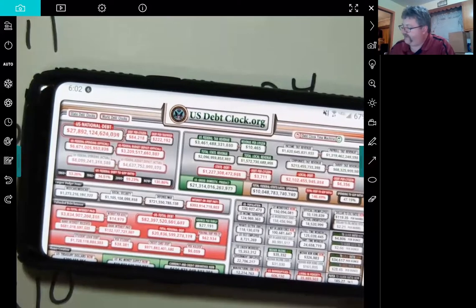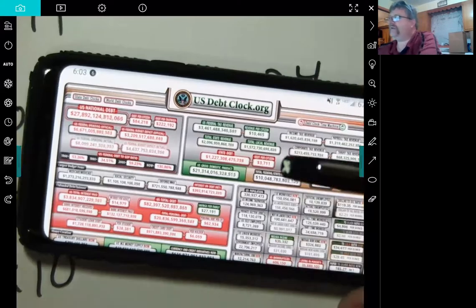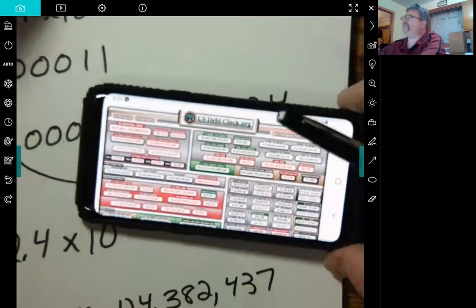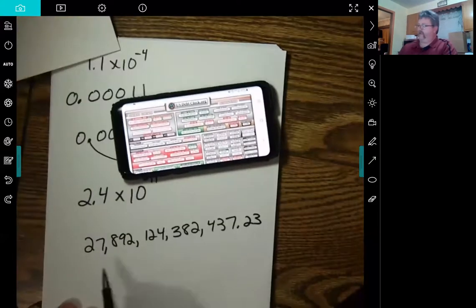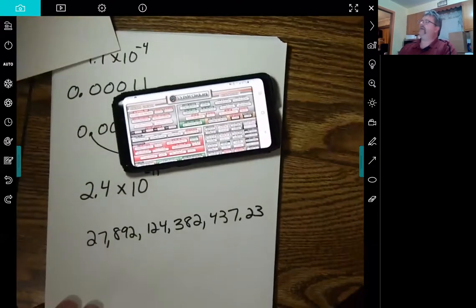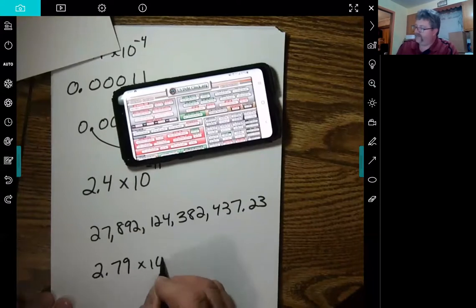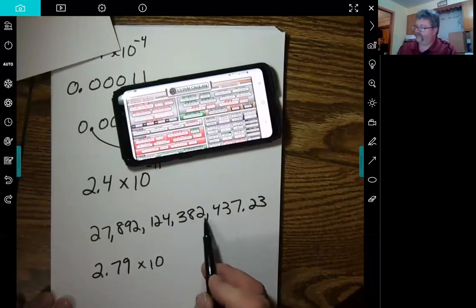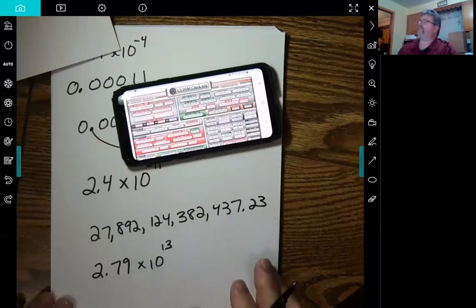Let's say $382,437. Let me zoom back out of here. And 23 cents. Okay, that was the national debt at one point in time. Let's put that in scientific notation, shall we? We'll call it 2.7, round that 8 up to a 9, 2.79 times 10 to some exponent. 1, 2, 3, 4, 5, 6, 7, 8, 9, 10, 11, 12, 13th power.